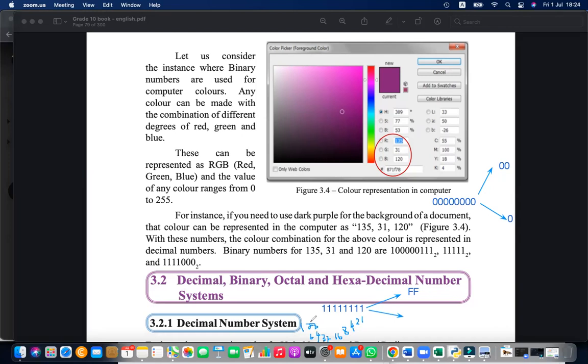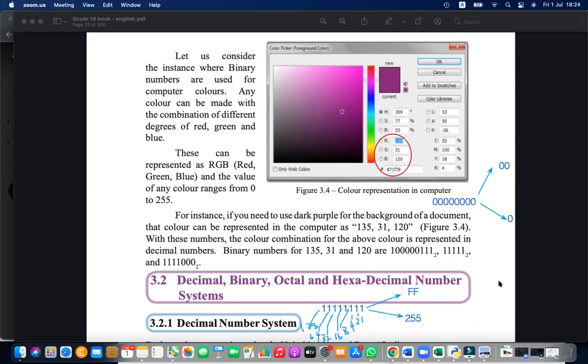We have to add all these numbers together. So what is the answer? You'll get 255. When you add this together, you'll get 255. So the decimal value of this color is 255.